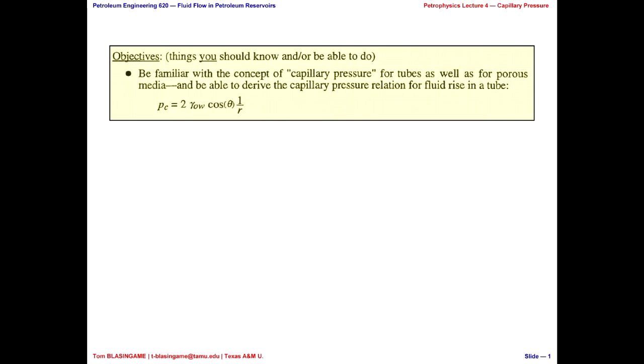So the smaller the diameter, the higher it will go. In theory, if you had essentially a zero diameter, it would go to infinity.